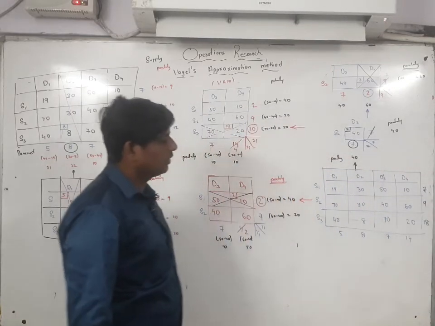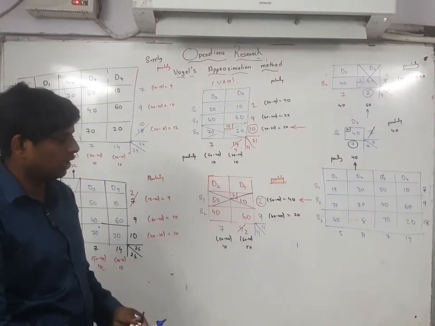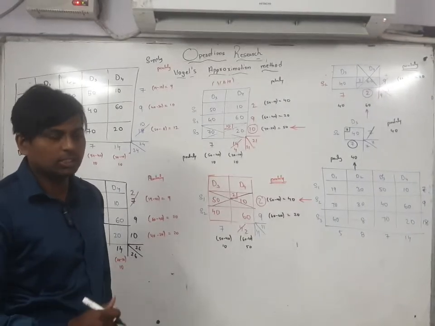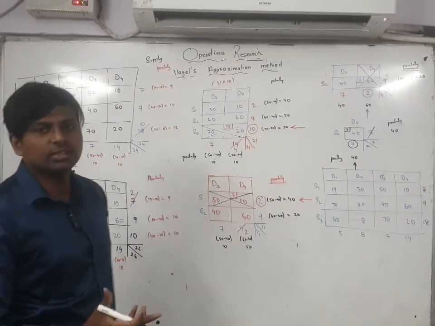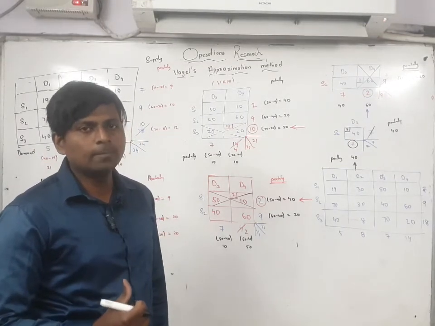Like this the term is given: 7, 9, 18, 5, 8, 7, 14. After that, what you have to do, after getting this, wherever the allocations are there, you have to locate the allocations.